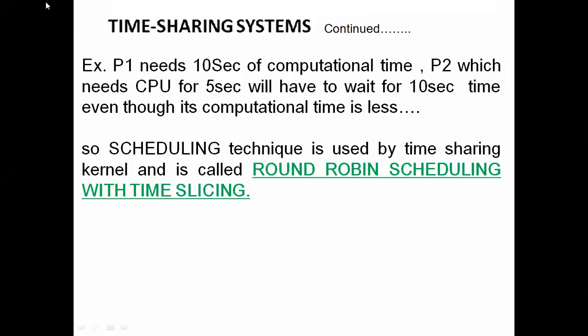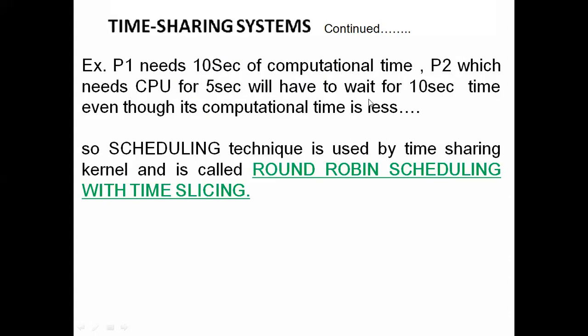Next slide. Right. So for example, say P1 process needs 10 seconds of computation time, and we have one more process, P2, which needs only 5 seconds of CPU time. Even though the second process P2 needs only 5 seconds for its execution, it has to wait until we are done with the execution of P1. If I use this particular approach, the second process will have to wait for 10 seconds until the first process P1 is completed.